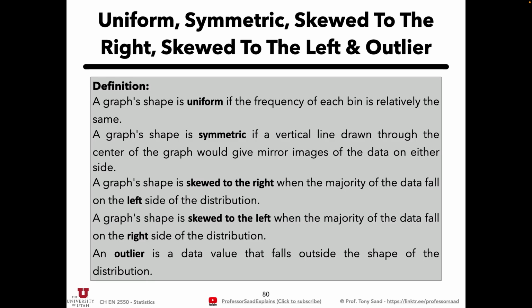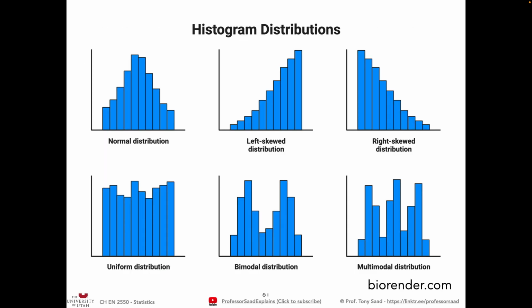The one that's interesting is being skewed to the left or skewed to the right. If it's skewed to the right, the majority of the data fall to the left side. So there's a lot of data on the left and then little data on the right. So we say that's skewed to the right, and the opposite is true for the left. And then an outlier is a value that falls outside the shape of the distribution. And there's modal. So I'll summarize this.